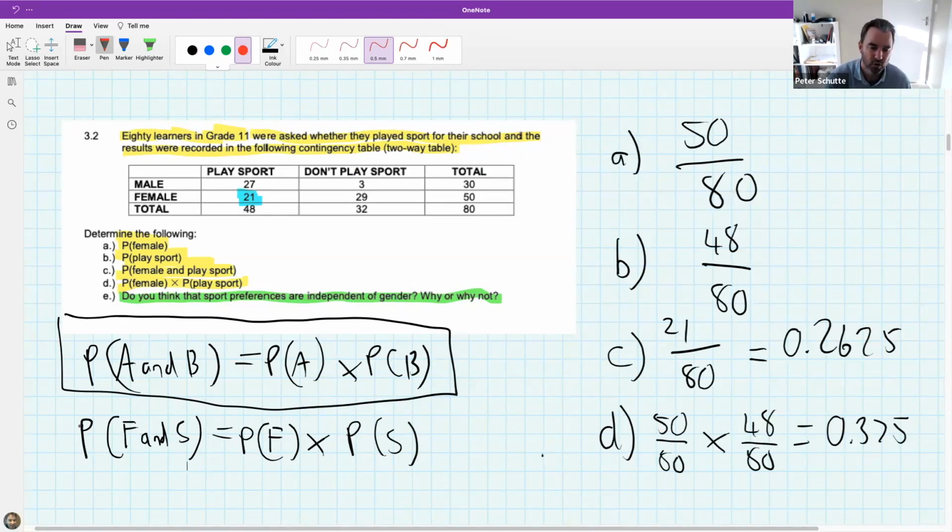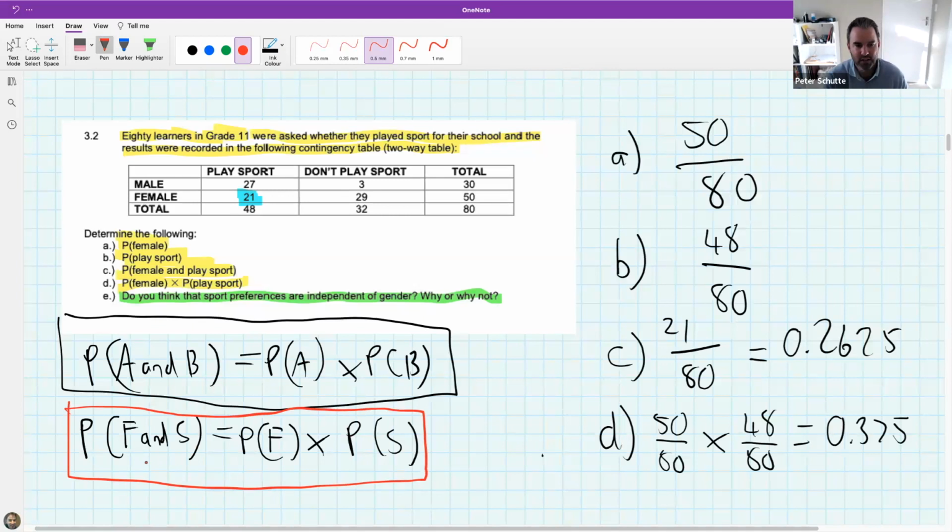But I want to ask the students in the room, do you understand how we need to check the red box? We need to check whether the probability of F and S, of being female and playing a sport, is the same as the probability of being female times the probability of playing a sport.